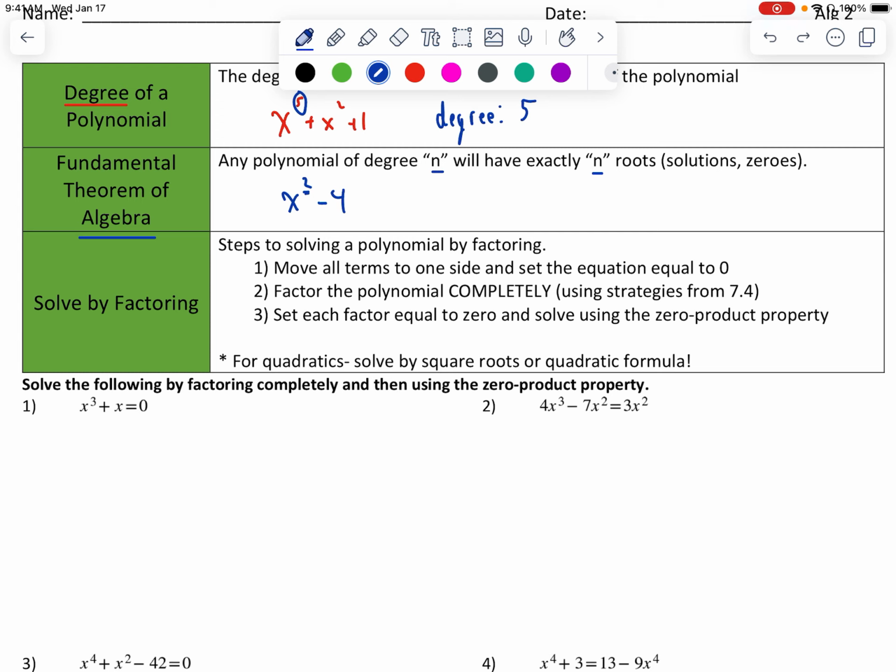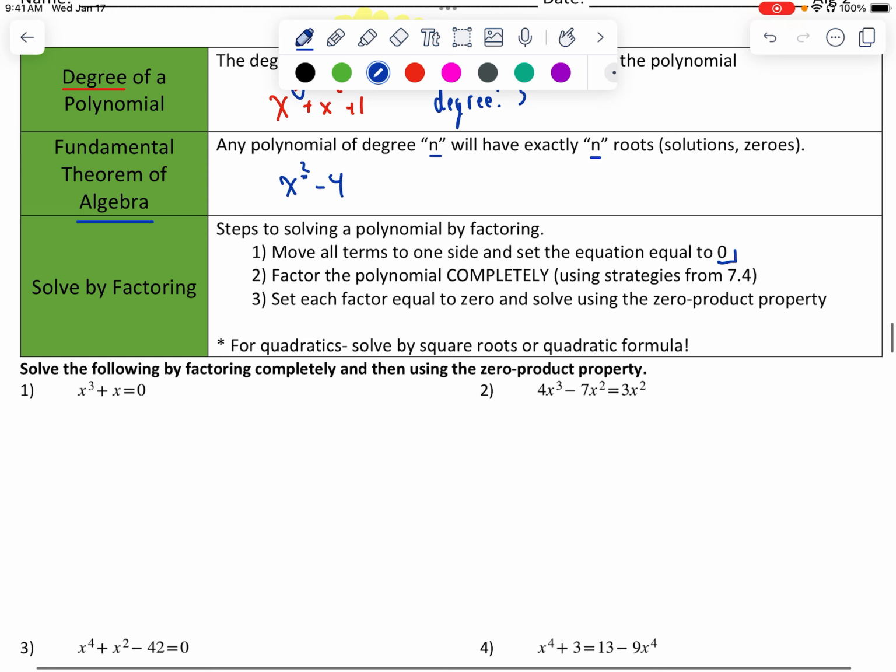When we are solving by factoring, we're going to do some similar stuff and just add a couple steps. We want to set our whole equation equal to 0, just like we did with solving by factoring with quadratics. We want to factor completely using our strategies from the previous lesson, and then set all of our factors equal to 0. Sometimes we'll have 1, 2, 3, or 4 things to set equal to 0. Every now and again, we're going to have to solve using square roots, the quadratic formula, or that reliable X diagram that we've used a few times so far this year.